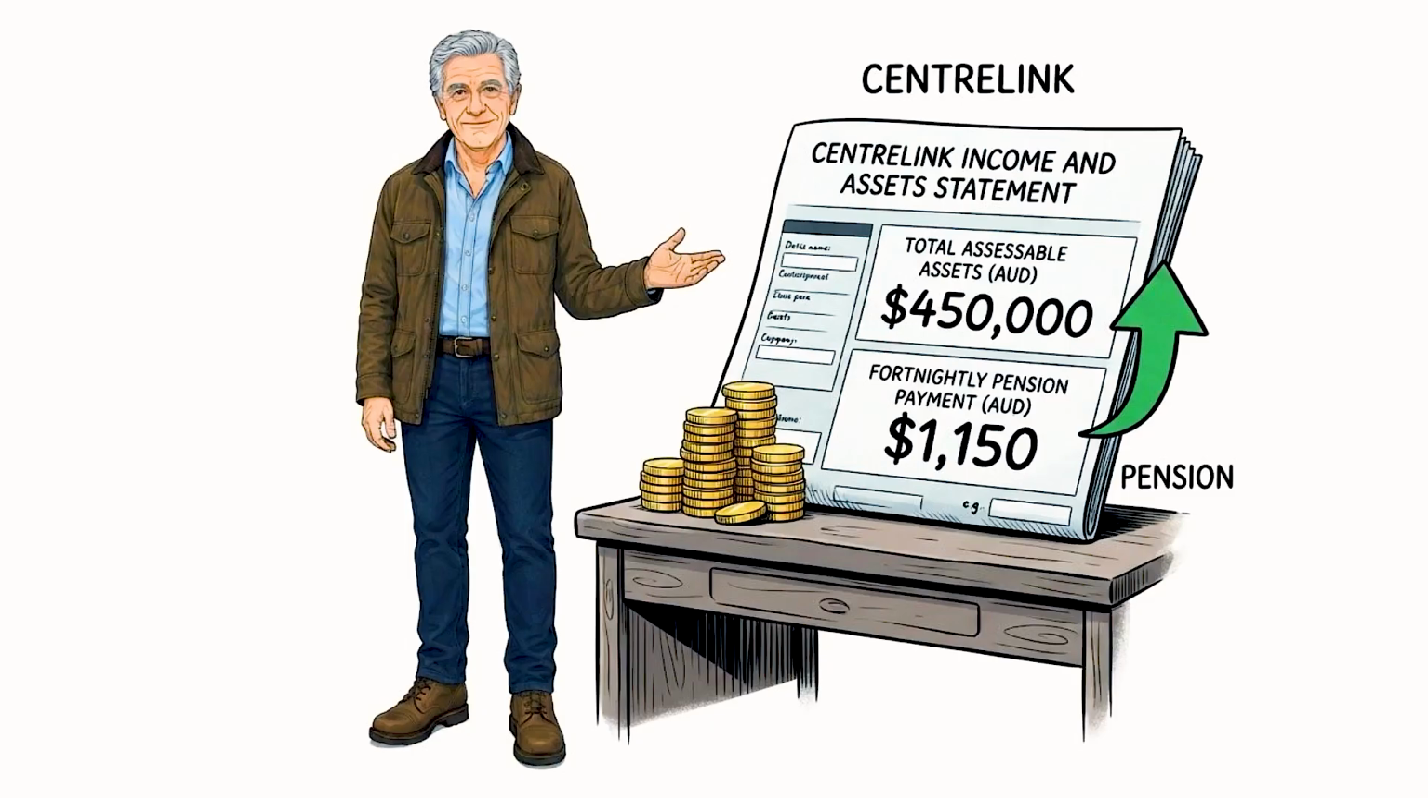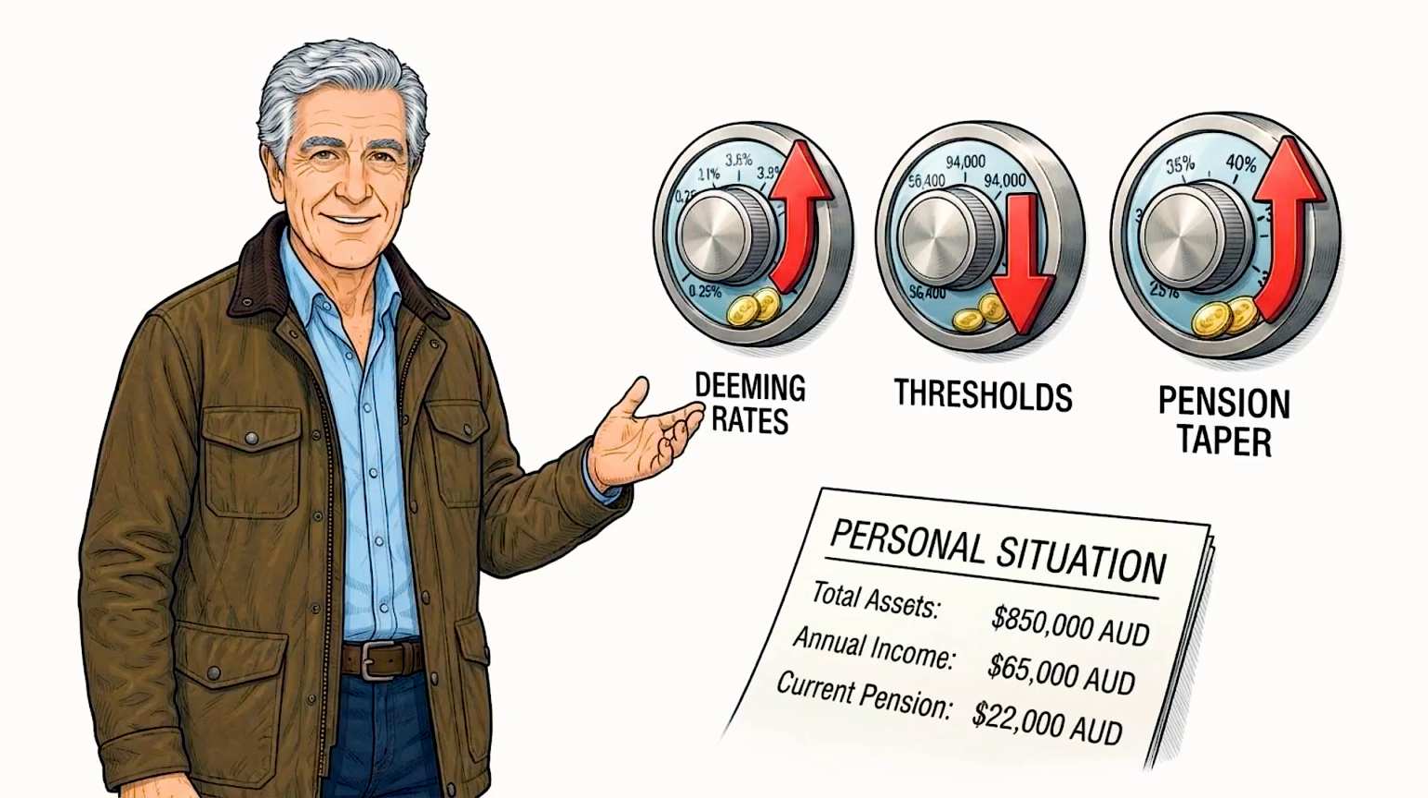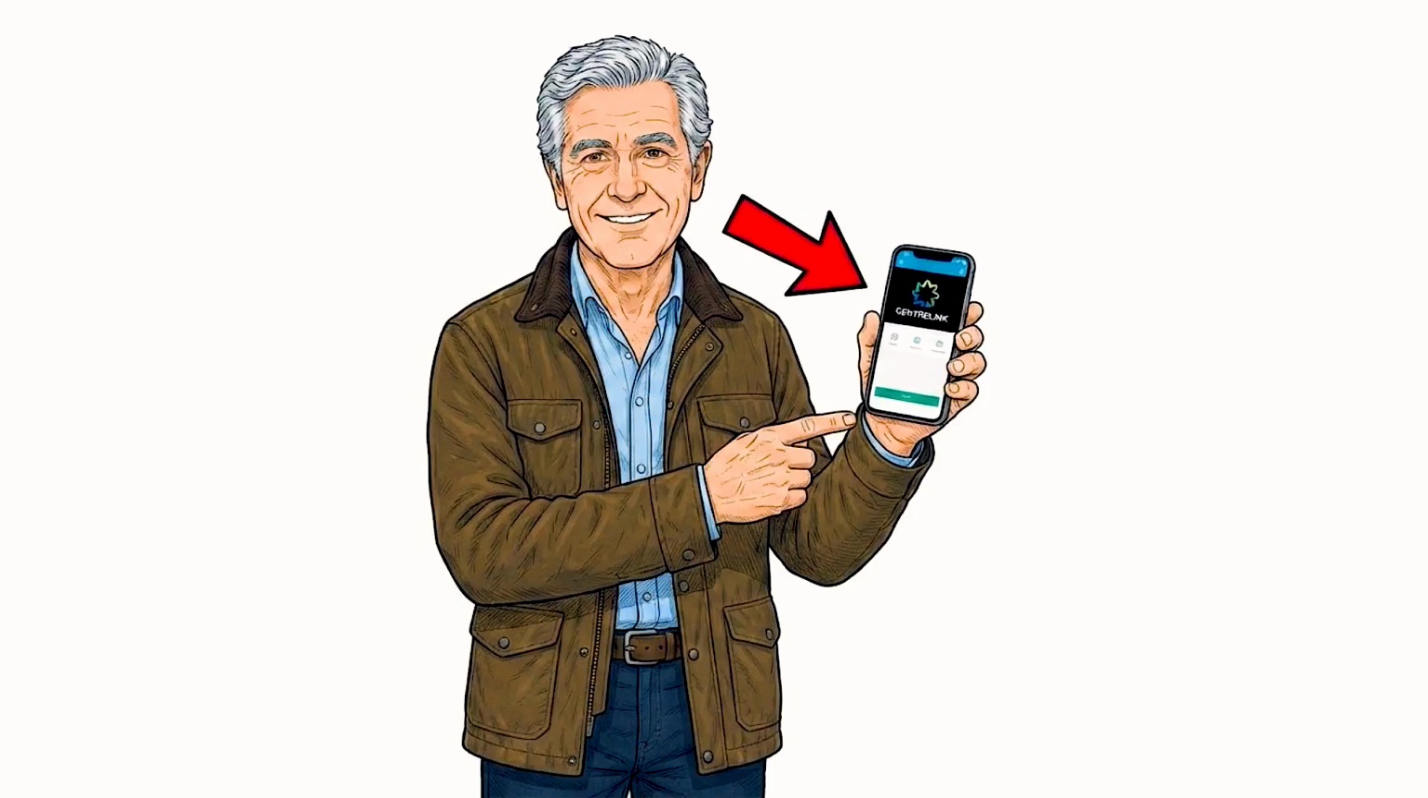Now, just to be clear, everything I've walked you through today is general information. The deeming rates, the thresholds, the pension taper amounts, all of these can change, and your personal situation will have details that affect the outcome. Before you make any decisions or updates, please confirm the current figures directly with Centrelink or talk to a licensed financial advisor who knows your full picture.